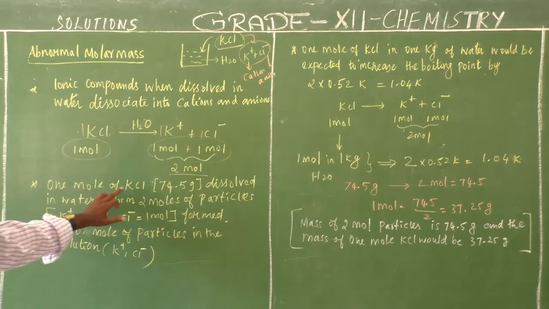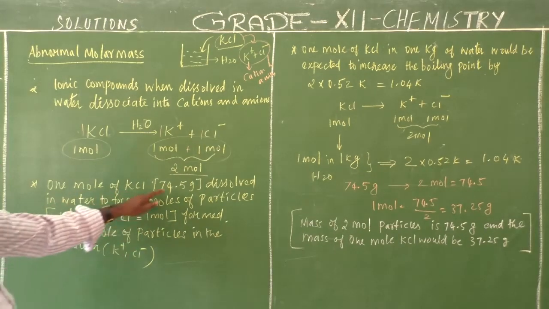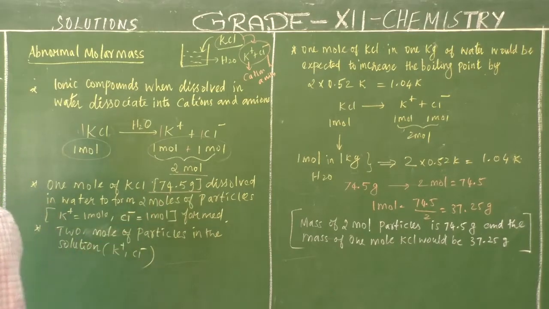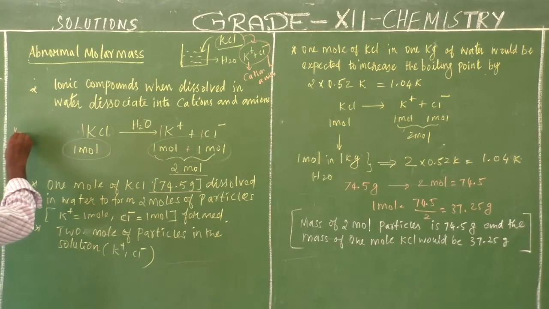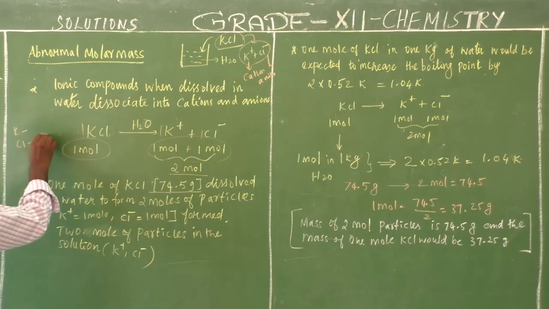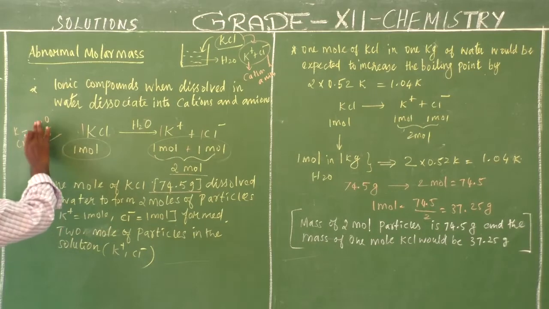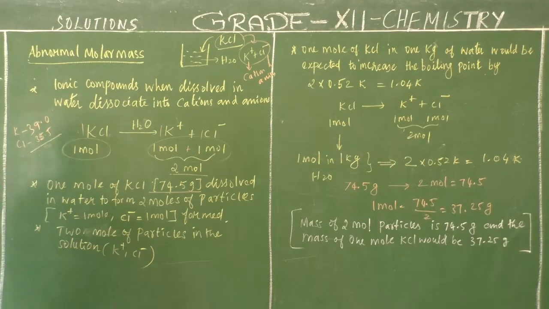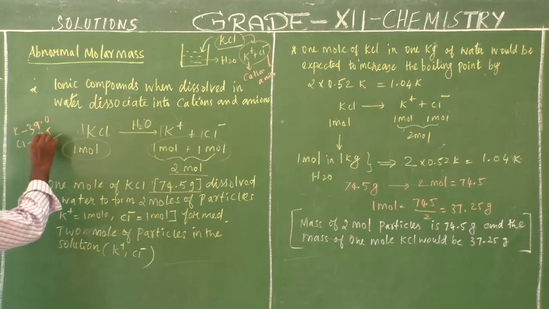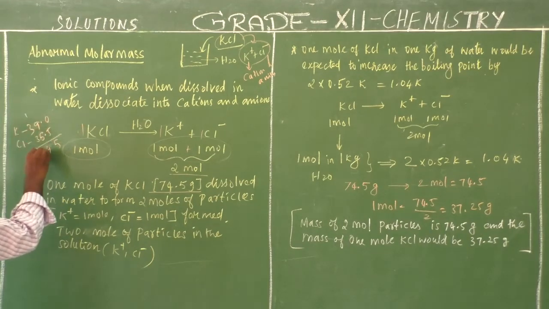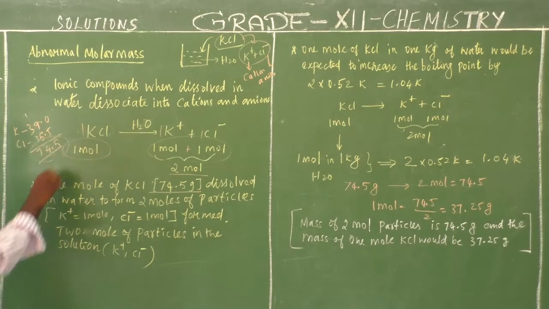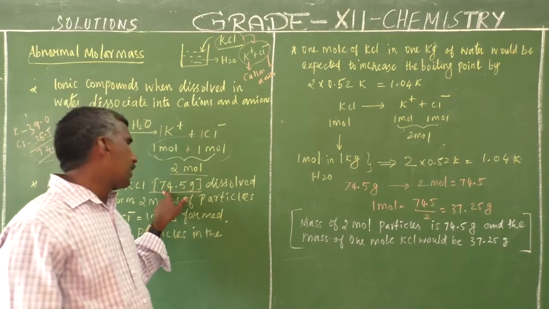That is 1 mole of KCl. The molecular mass is 74.5 gram. Potassium is 39 and chlorine is 35.5, so the KCl molecular mass is 74.5 gram.